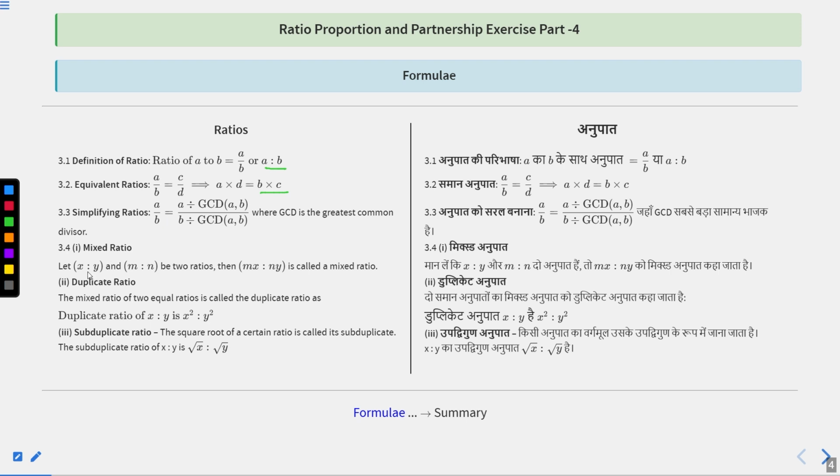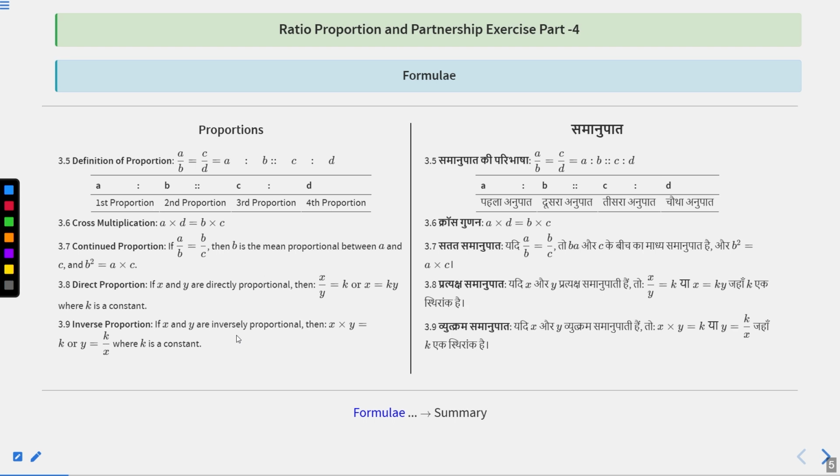Mixed ratio. Let x ratio y and m ratio n be two ratios, then mx ratio ny is called mixed ratio. What is duplicate ratio? The mixed ratio of two equal ratios is called the duplicate ratio. As x ratio y is given, then x square ratio y square is called duplicate ratio. Subduplicate ratio. The square root of a certain ratio is called its subduplicate ratio. It means if the ratio is given x ratio y, then under root x ratio under root y is called subduplicate ratio.